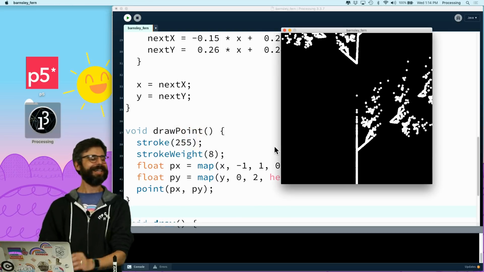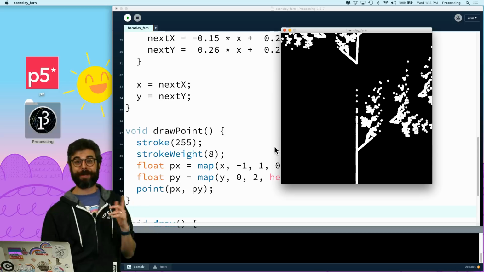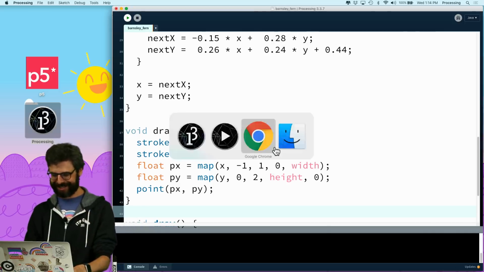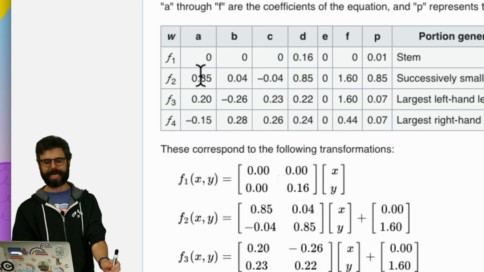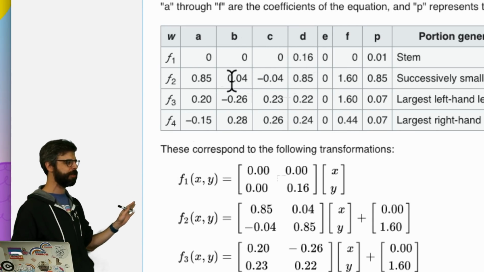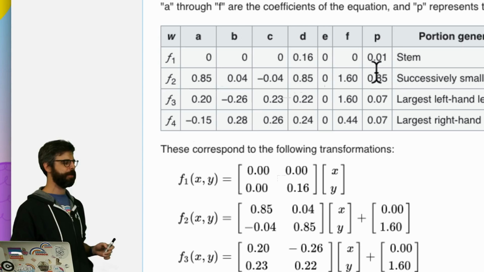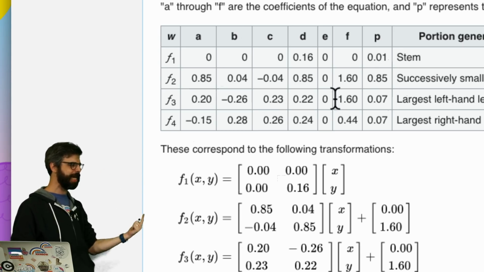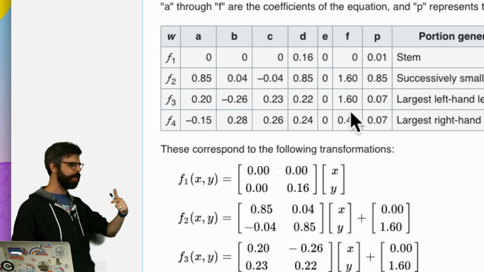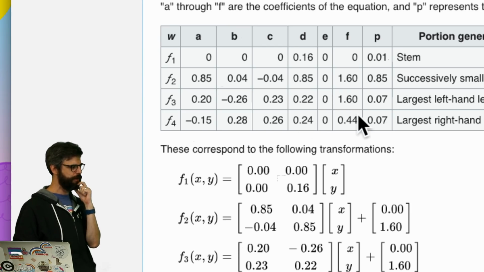Let's go look at the Wikipedia page for those probabilities. And you can see they're actually right here in this table. So this table is actually defining all of those coefficients and here under P, probability. So we have a 1% chance of the first one, 85% chance of the second, 7% chance of the third, and 7% chance of the fourth.